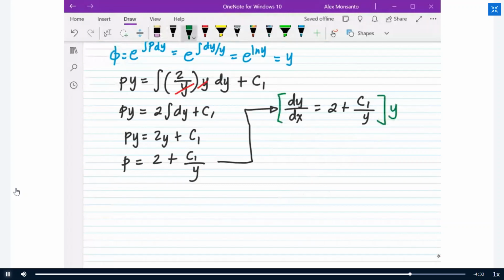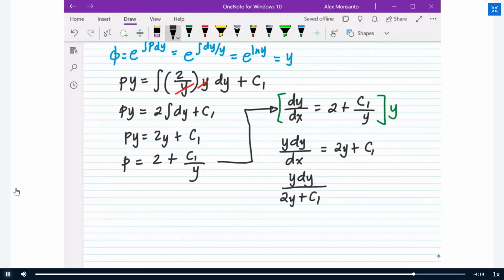Multiply natin both sides by y. Okay? At saka dx para hindi rin tayo malito. Pero y muna unahin ko. So, I can have y dy over dx tapos equal sa 2y plus c sub 1. Ayan. Okay, I think mas madali po yan, no? So, we can have here y dy. Okay, separation of variables tayo ang gagawin.